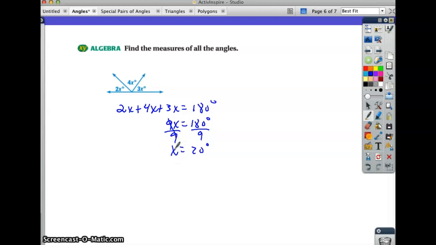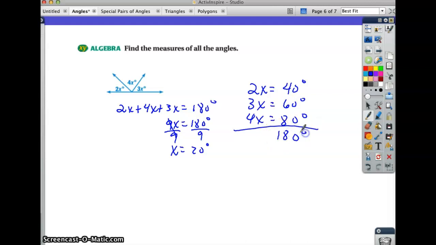They wanted the measure of all three angles. So 2x equals 2 times 20, which is 40 degrees. 3x, 3 times 20, is 60 degrees. And 4x, 4 times 20, is 80 degrees. Now, to double check, remember all three have to add up to 180. So let's see if that's the case. 40 plus 60 is 100, plus 80 is 180 degrees, so it is correct.